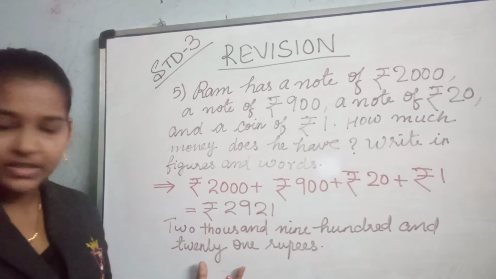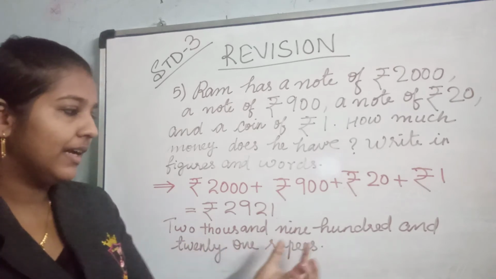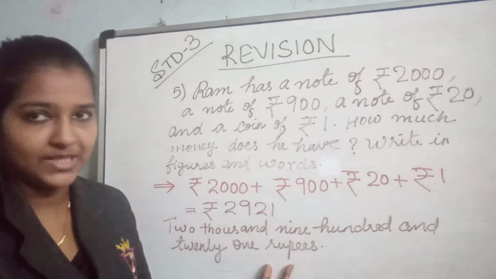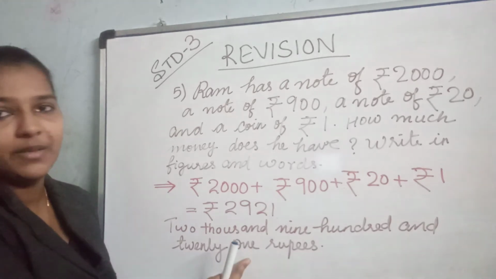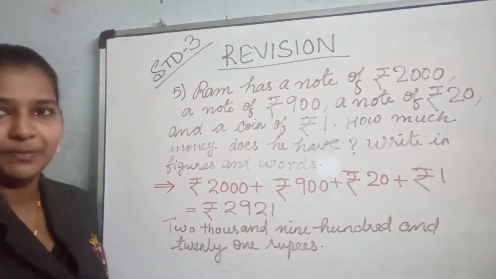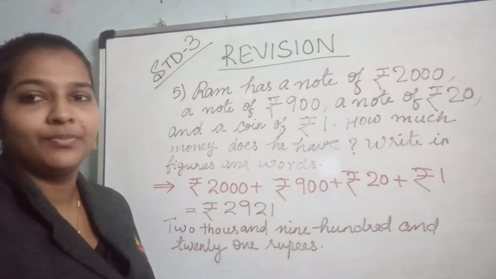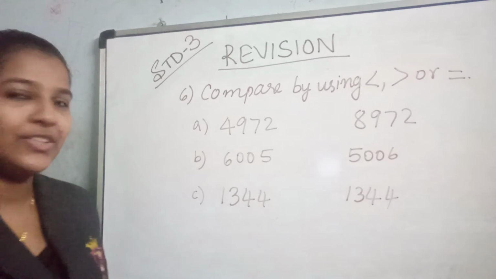That is, 2921 rupees. Okay, you can write it in words also like this. Clear, children? Okay, now we are moving to the next question.